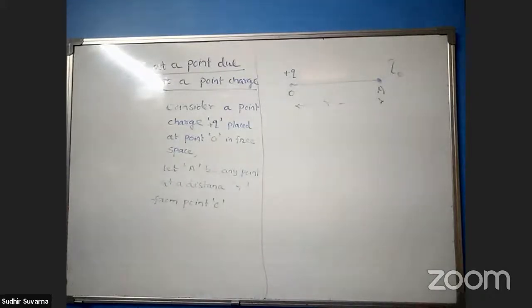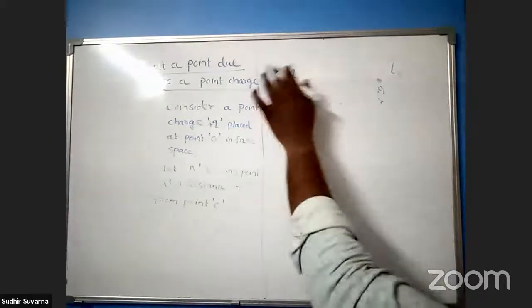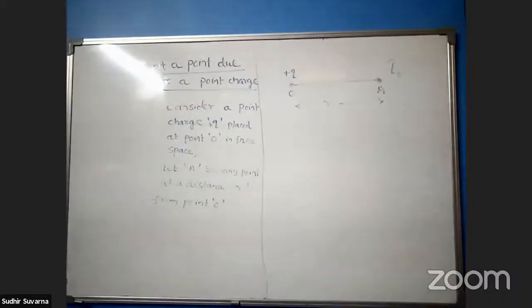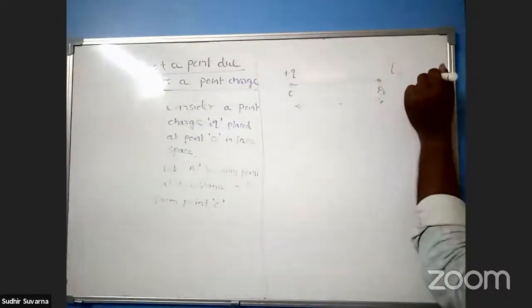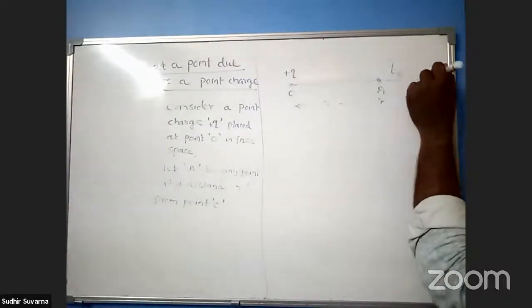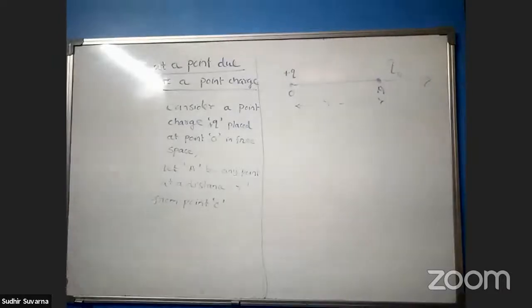Now, don't you think, bacha, Q0 will experience a force? Yes, sir, it will. So this is positive and this is positive. So will it be attraction or repulsion? It will be repulsion. Exactly, it is going to be repulsion. So can you write an expression for force here? If the distance is R, according to Coulomb's law, what are you going to have now?